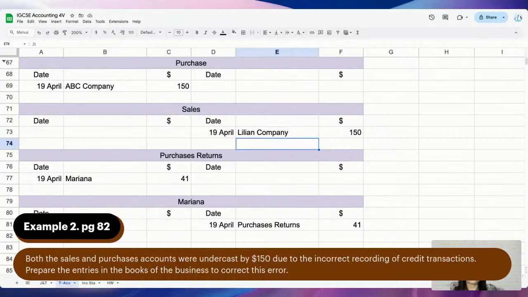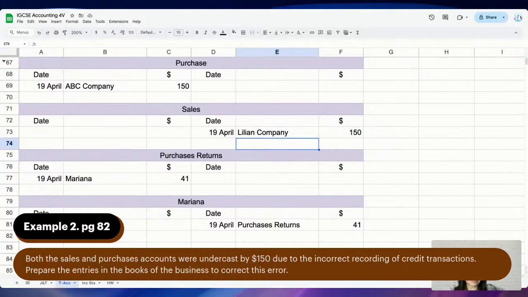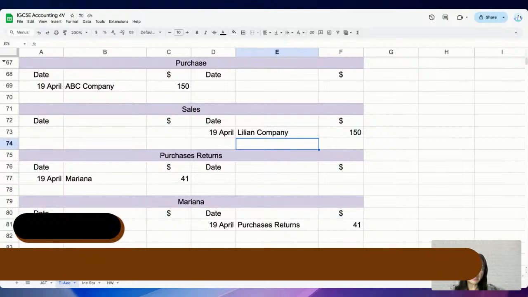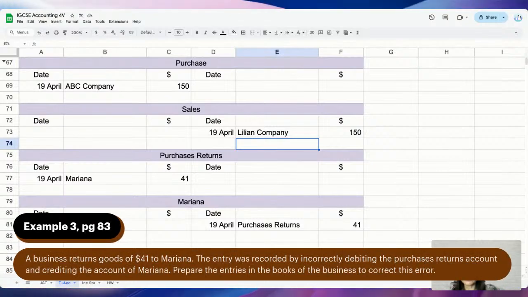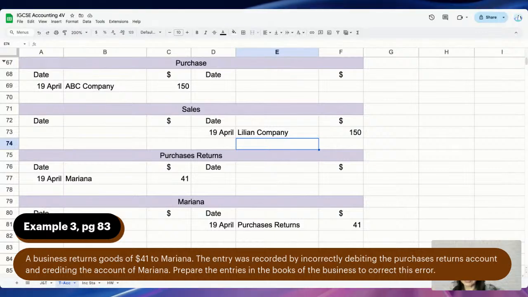Let's have a look at the next exercise that we want to go through. This exercise is for reversal, so that means the other way around. Let's have a look at the question.